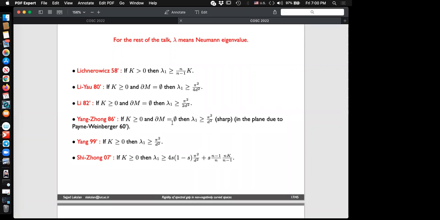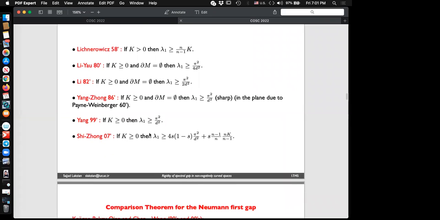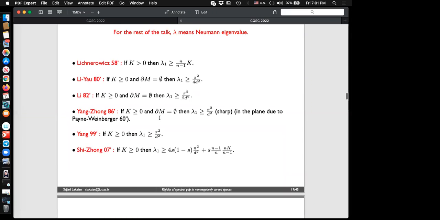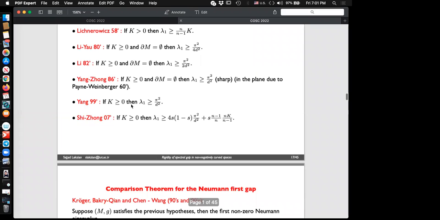Well, this didn't come out of nowhere, because previously in the 60s, actually, Payne-Weinberger proved for convex domains in R^n that basically this bound holds. So this is a generalization of that result. Much different, though. Payne-Weinberger's proof depends on symmetrization, and this proof of Yang and Zhong is basically a modification of Li and Yau's arguments, which again relies on the maximum principle.